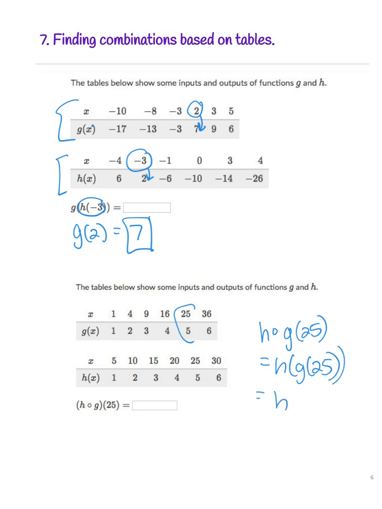g of 25, that's 5. h of 5, final answer, 1. Hope you got it, and we can go over anything tomorrow.